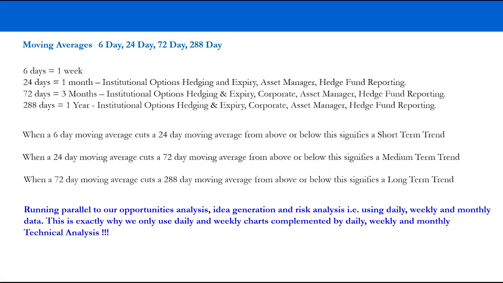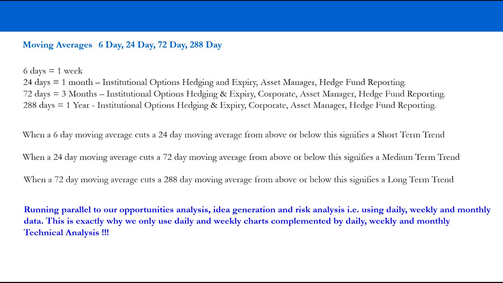24 days is 1 month. And this is important because at the end of the month, we have institutional options hedging and expiry, and we have asset manager and hedge fund reporting. Asset managers and hedge funds report on a monthly basis. They report their returns. So 1 month, 24 trading days is important to our analysis.